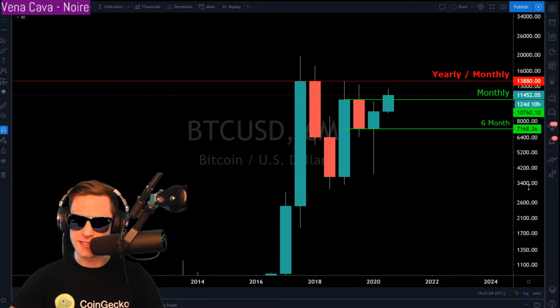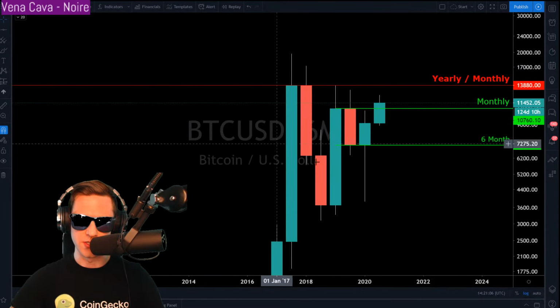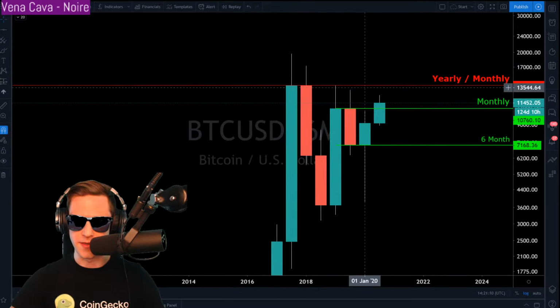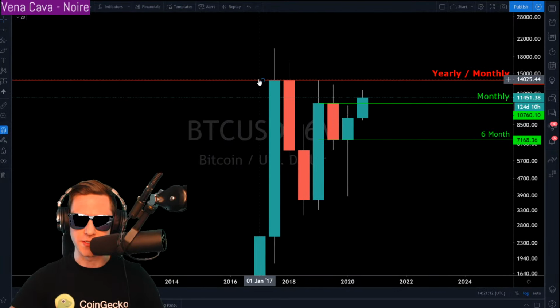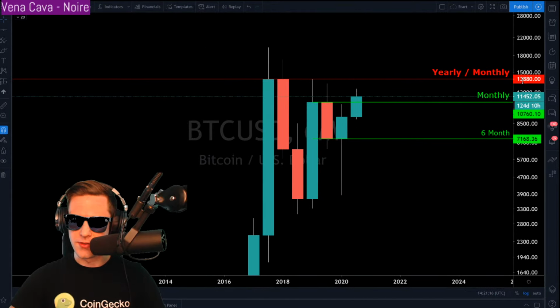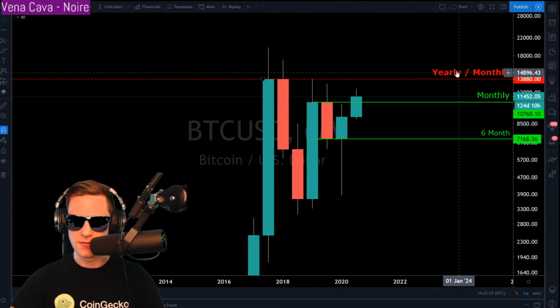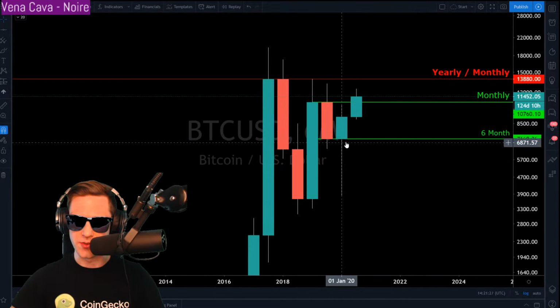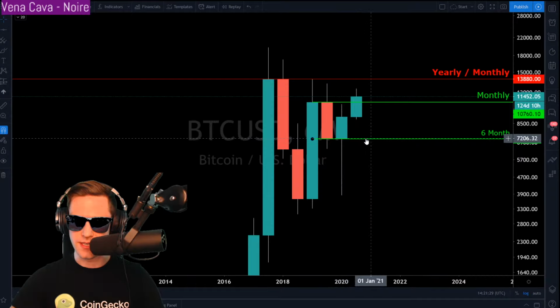So I already added these here, but as we zoom in more, I'm going to manually put them up for you so you can see how that works on TradingView. 13,880 we've identified as our yearly resistance. 7,130-ish, a 6-month support.